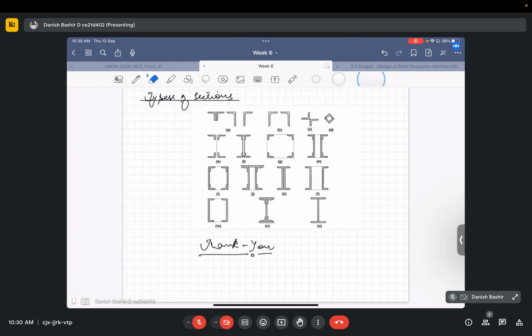So the types of sections are what we will see in today's class.